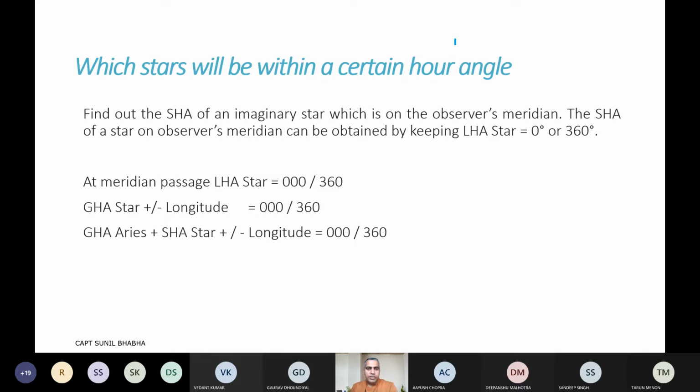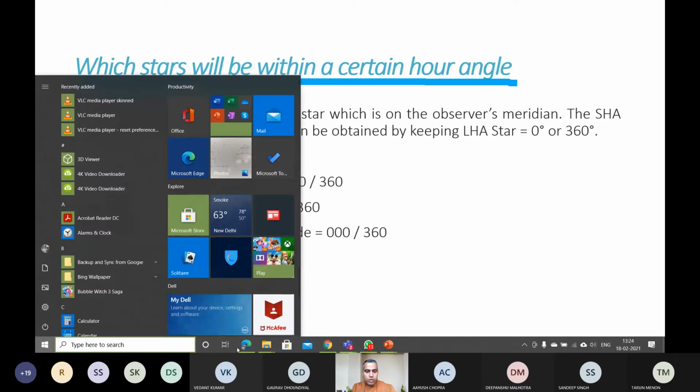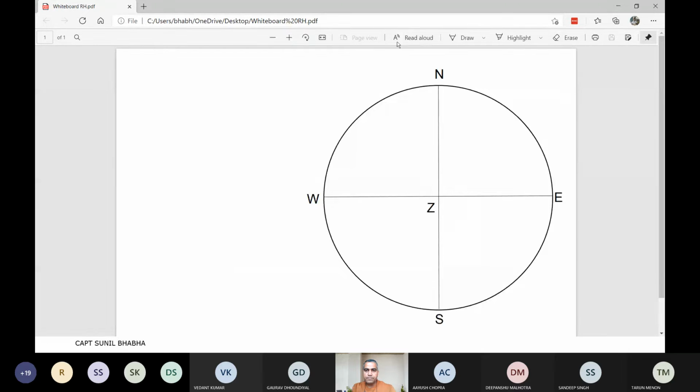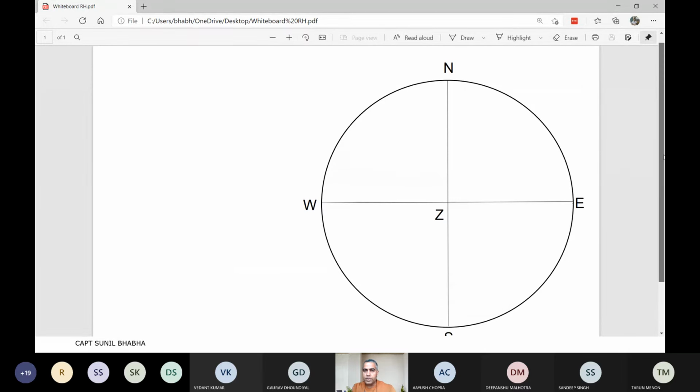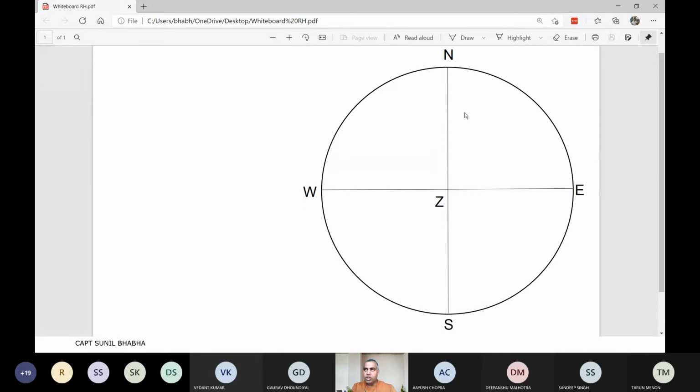Okay, so beta, we are starting off now with our first type 1 problem in star suitable for sight. Now, as I told you, this question will ask you which stars will be within a certain R angle of the observer's meridian. Now, let's first try to understand what they are asking us. So for this, I will take you to the rational horizon diagram. So let me show you a rational horizon diagram. This is a rational horizon diagram.